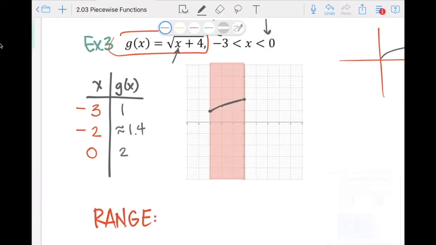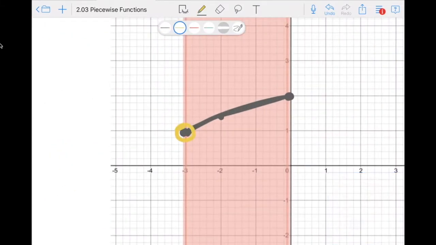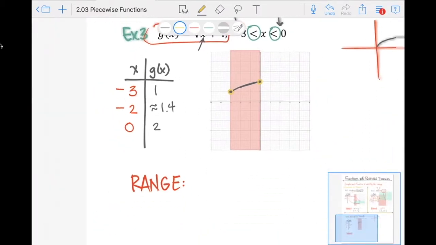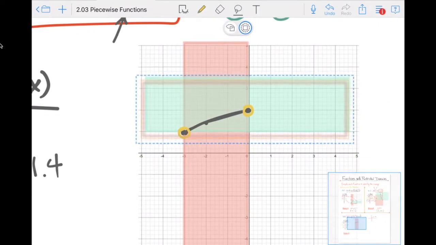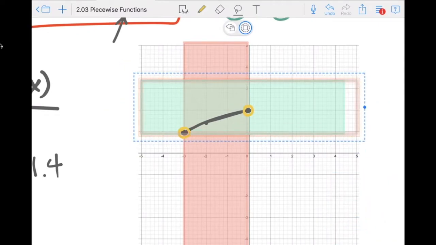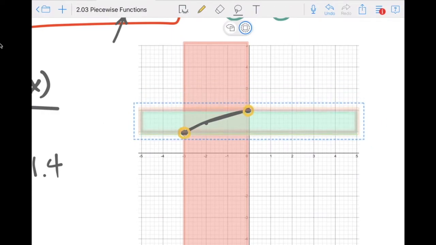So there's our shape. Now we've got to pay attention to our endpoints. Notice we've got less than signs associated with both. That means that -3 is not included in the domain, so we have an open circle there, and 0 is also not included in the domain, so we have an open circle there. Now if we were to look at our range, we're looking for the lowest and the highest point on the graph. So here, I'm going to draw a box. And notice the y values associated with that. You can see them here.